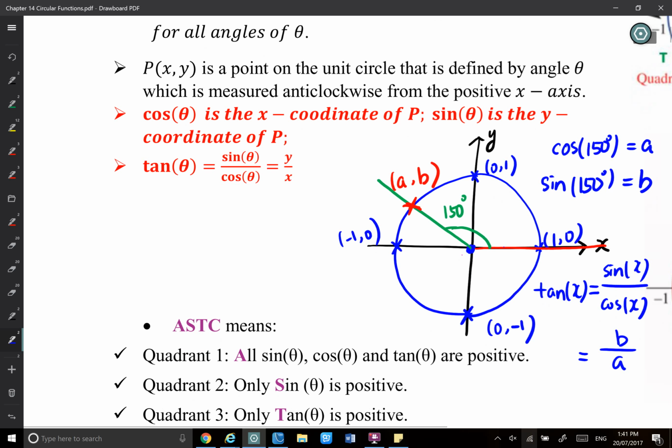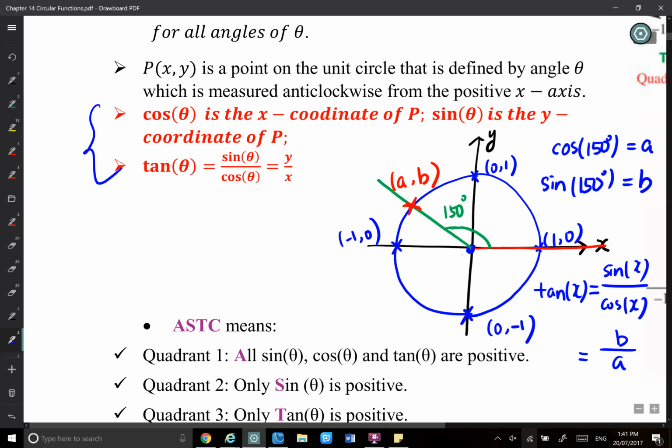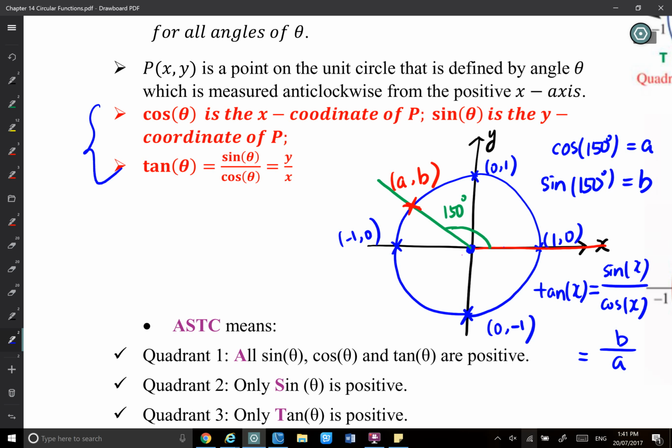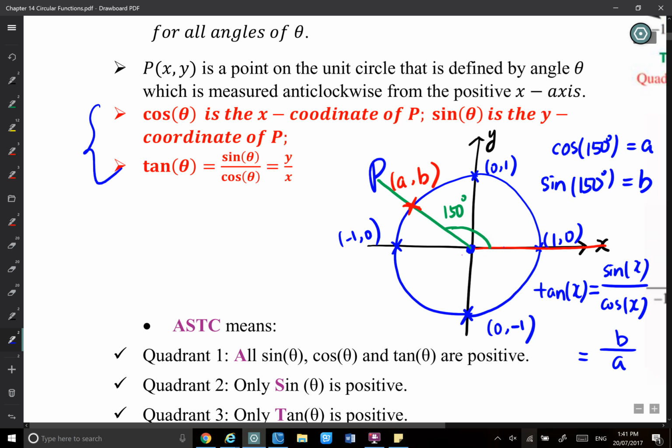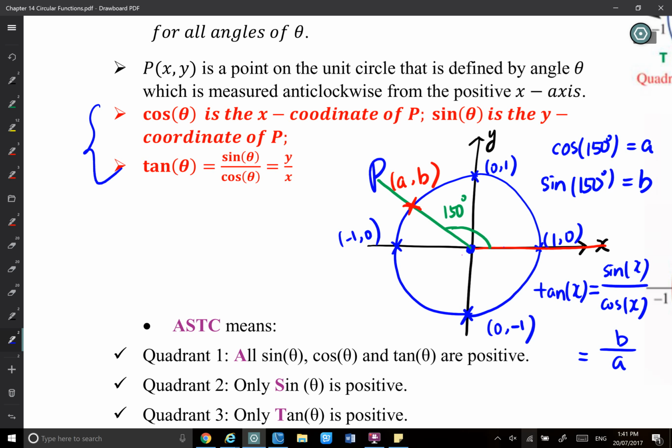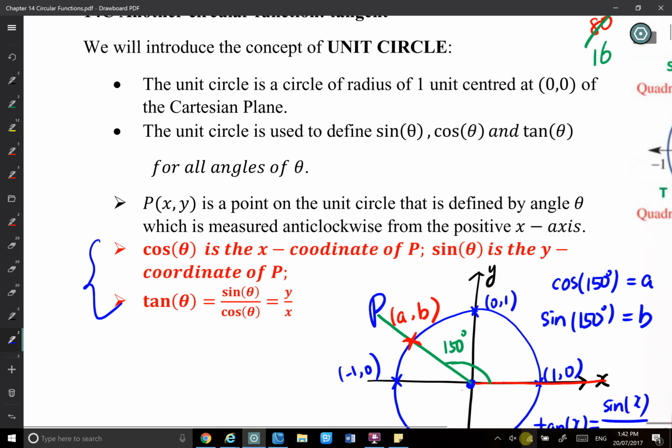Very important are those two. Cosine theta is the x coordinate of P, and sine theta is the y coordinate of P. In this case, point P is the point of intersection, which is (a, b). And tangent x will be sine theta over cos theta, which is the y value divided by the x value, giving you the tangent of 150. That's the definition for the circular function.